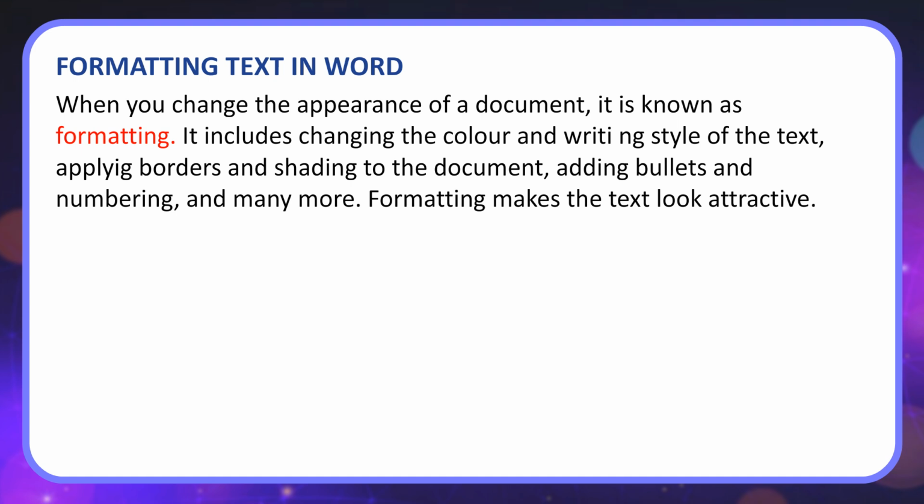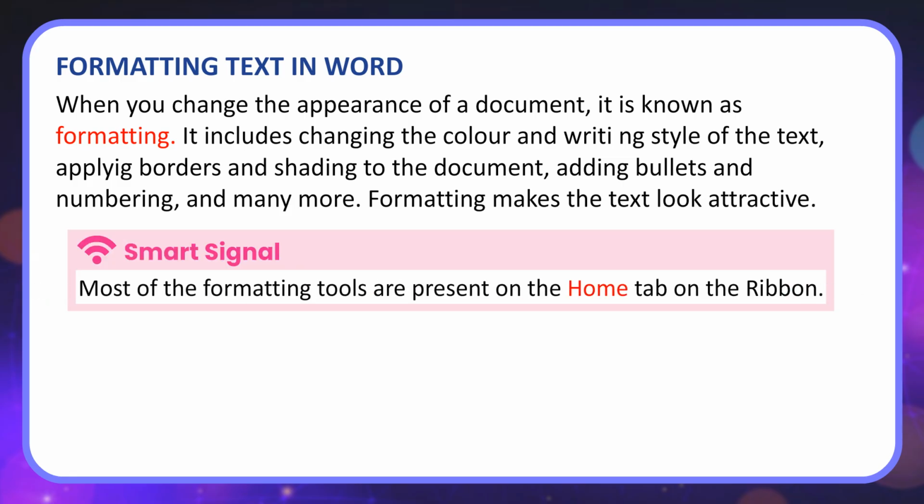Formatting text in Word. When you change the appearance of a document, it is known as formatting. It includes changing the color and writing style of the text, applying borders and shading to the document, adding bullets and numbering, and many more. Formatting makes the text look attractive. Smart Signal. Most of the formatting tools are present on the Home tab on the ribbon.